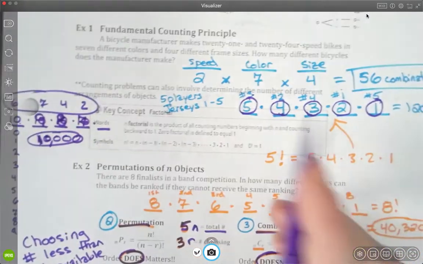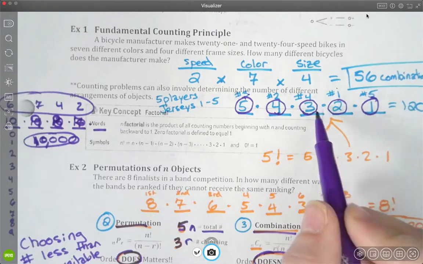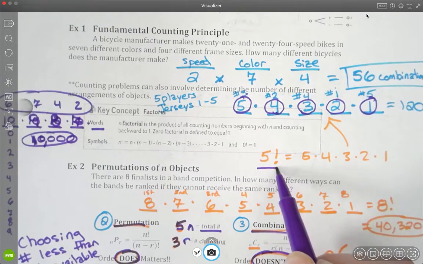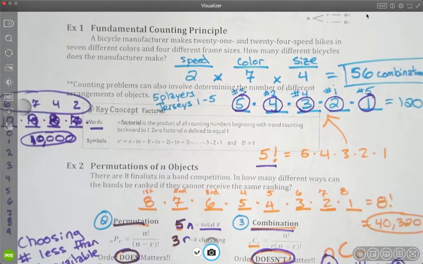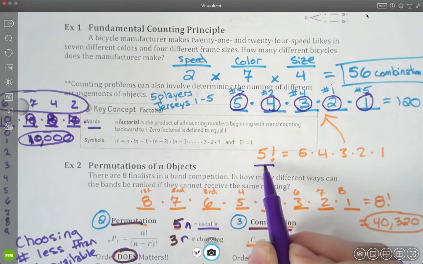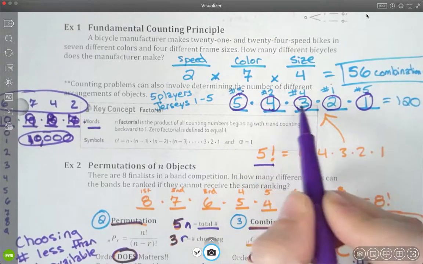Now, if I'm doing a question like this where it's 5 times 4 times 3 times 2 times 1, that's the same thing as 5 factorial, okay? So on your calculator, you have a button for factorial, so you don't have to type each one of them in.